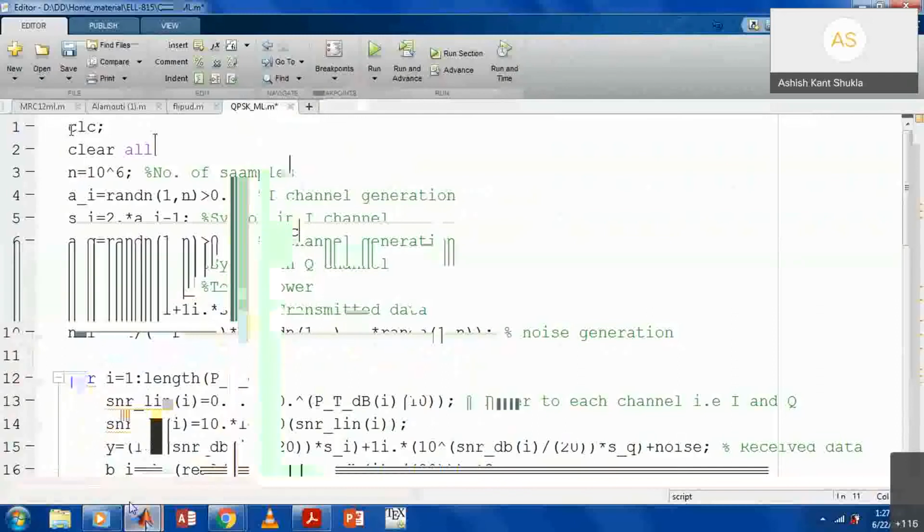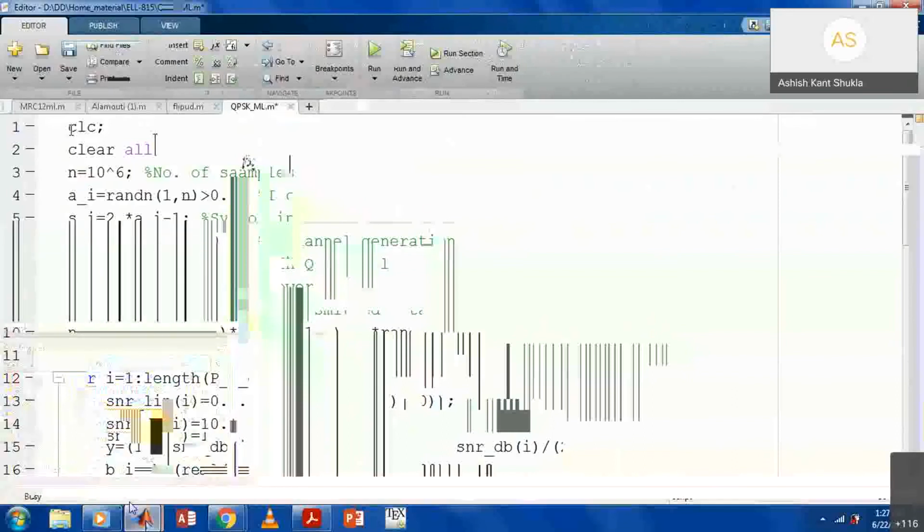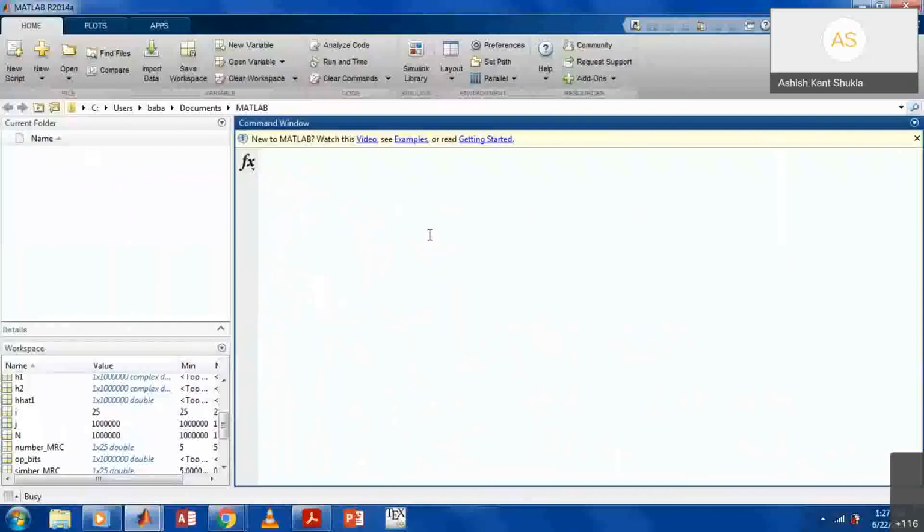So in the meanwhile, anyone having any query, please let me know. I think it is going very fast, but still we have to cover one more code, so to do it very fast. So still, if anyone having any query, please let me know.